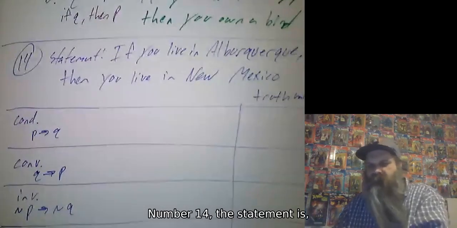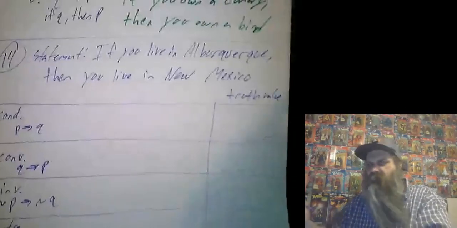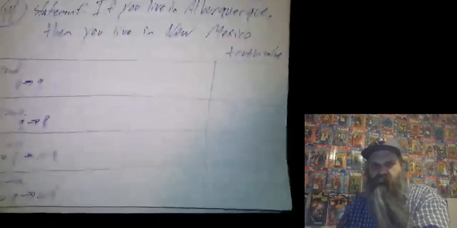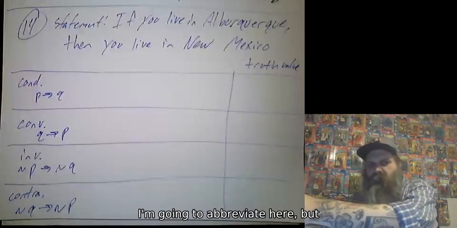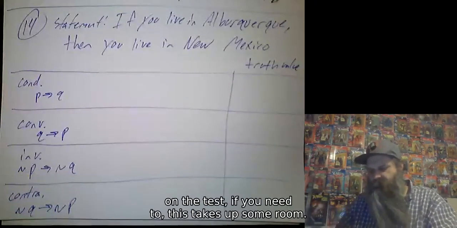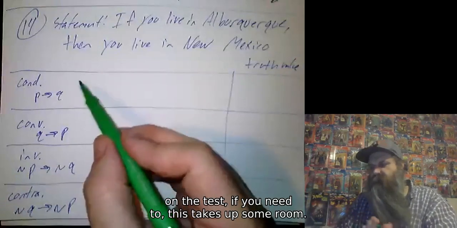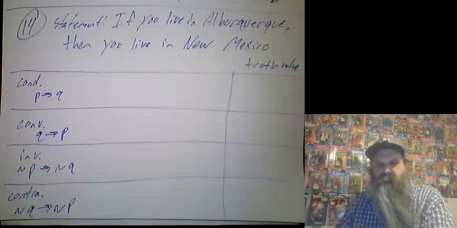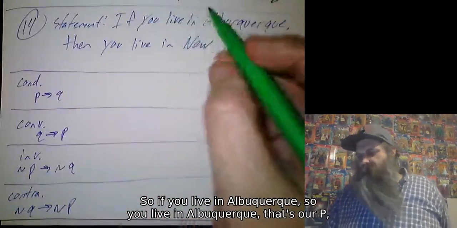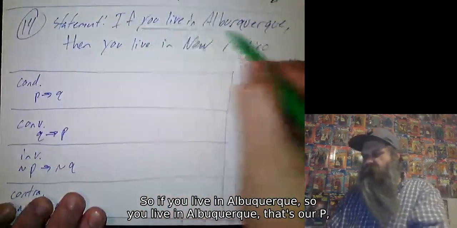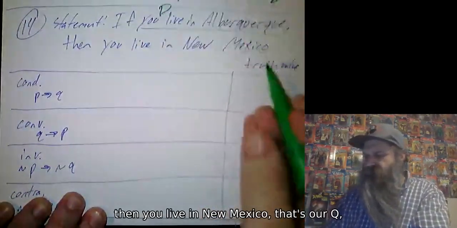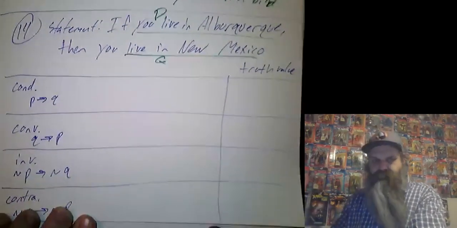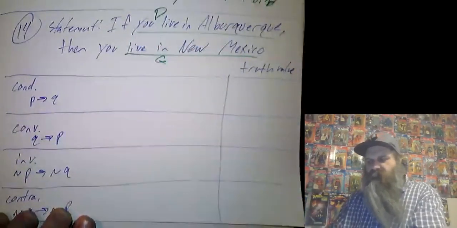Number 14, the statement is, if you live in Albuquerque, then you live in New Mexico. I'm going to abbreviate here, but on the test, if you need to, this takes up some room. If you need to write this on a separate page, that's perfectly fine. So you live in Albuquerque, that's our P. Then you live in New Mexico, that's our Q. Because that's the order it's written here.